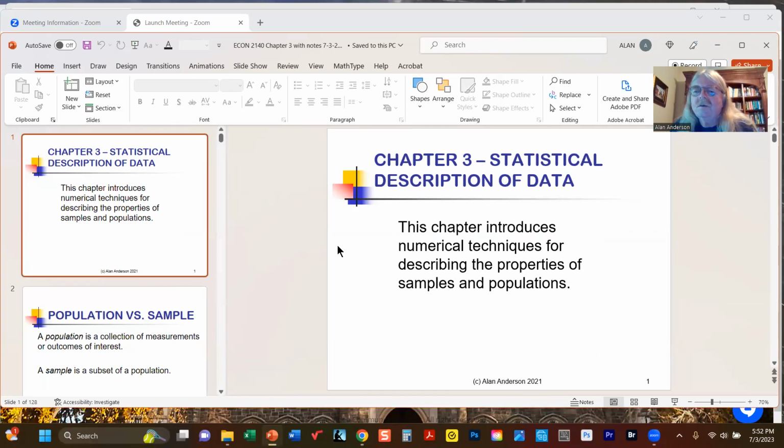So we're going to start with chapter 3. If you look at the syllabus, you'll see that this is the starting point. We're going to be looking at several key concepts here. We're going to introduce the concepts of populations and samples, and then we're going to calculate some important measures on samples and populations using several formulas that we'll see throughout the course.